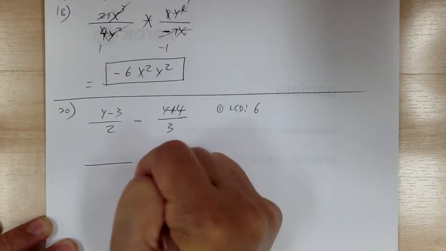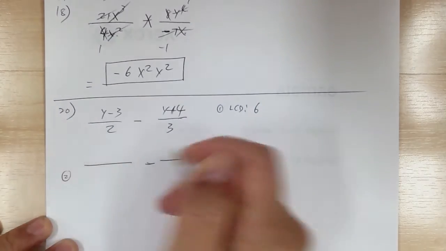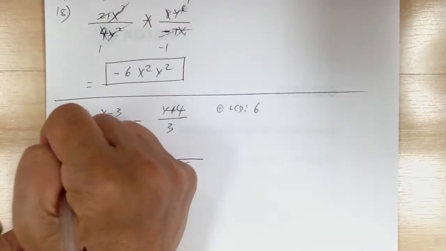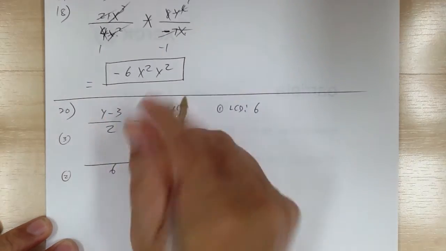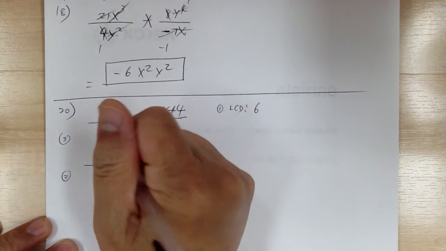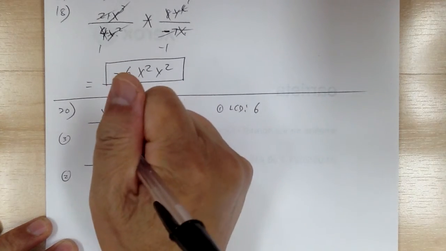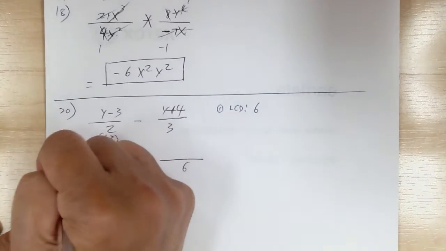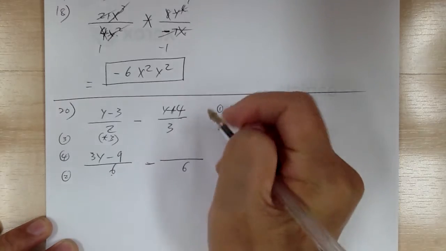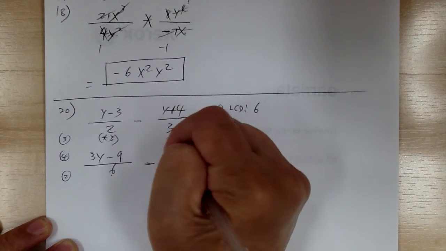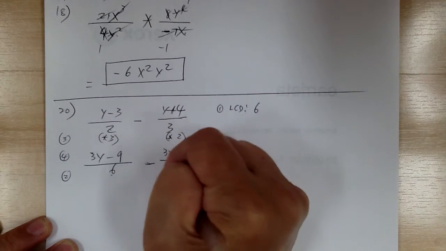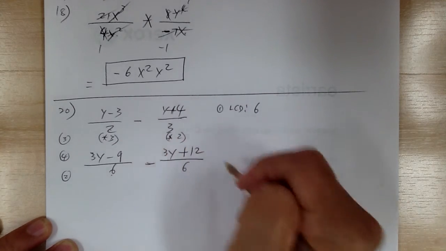Okay, so you have to get your fractions ready. Step 2, get your common denominator ready. Step 3, figure out what you need to multiply. From 2 to 6, you need to multiply by 3. 2 times 3 gives you 6, so you do the same on the top. Step 4, this gives you 3y − 9. Over here, you need to multiply by 2, so this gives you 3y + 12.